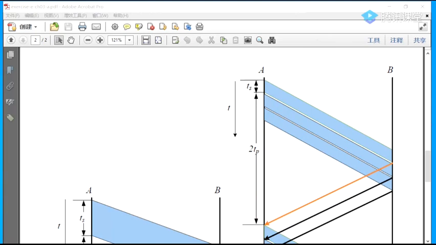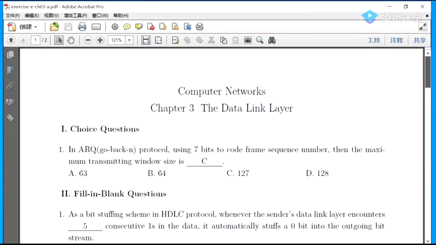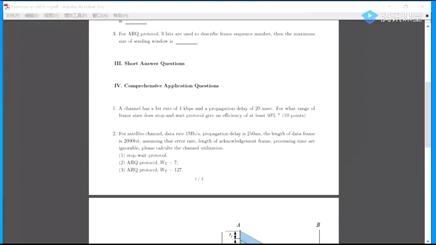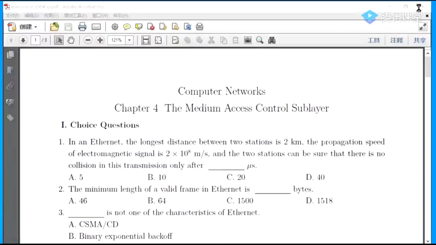These are the questions I prepared for chapter 3. If you have any questions, you can send messages in the WeChat group. Now I will illustrate questions for the MAC sublayer we have just learned.